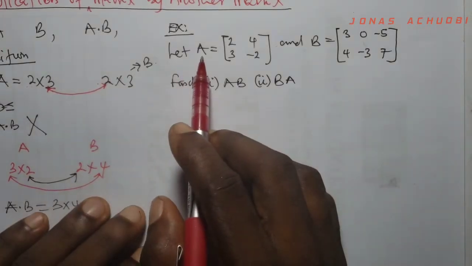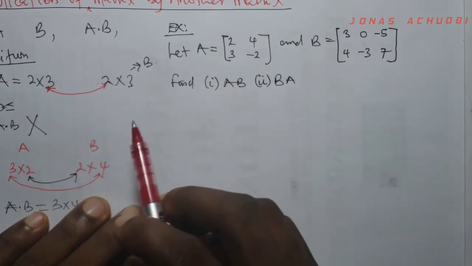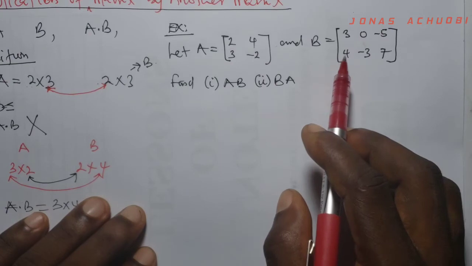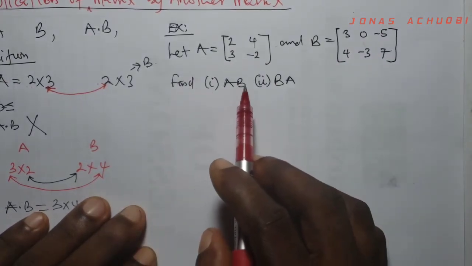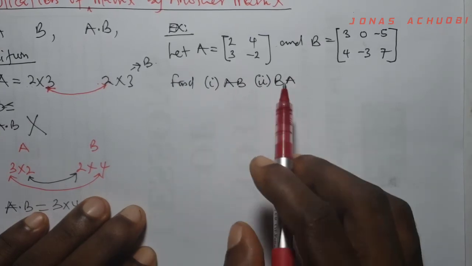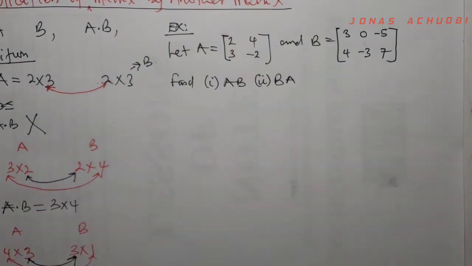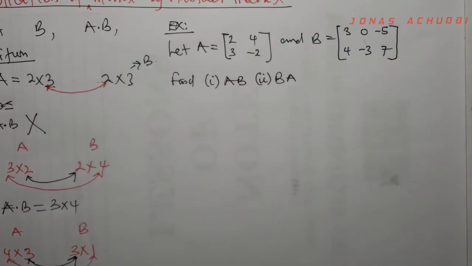So let A be a matrix with entries 2, 4, 3 and negative 2, and B a matrix with entries 3, 0, minus 5, 4, minus 3 and 7. We want to find the first one A times B, second one B times A. So here A comes first, while in the second part B comes first. So at the end we shall see if AB and BA will be the same.